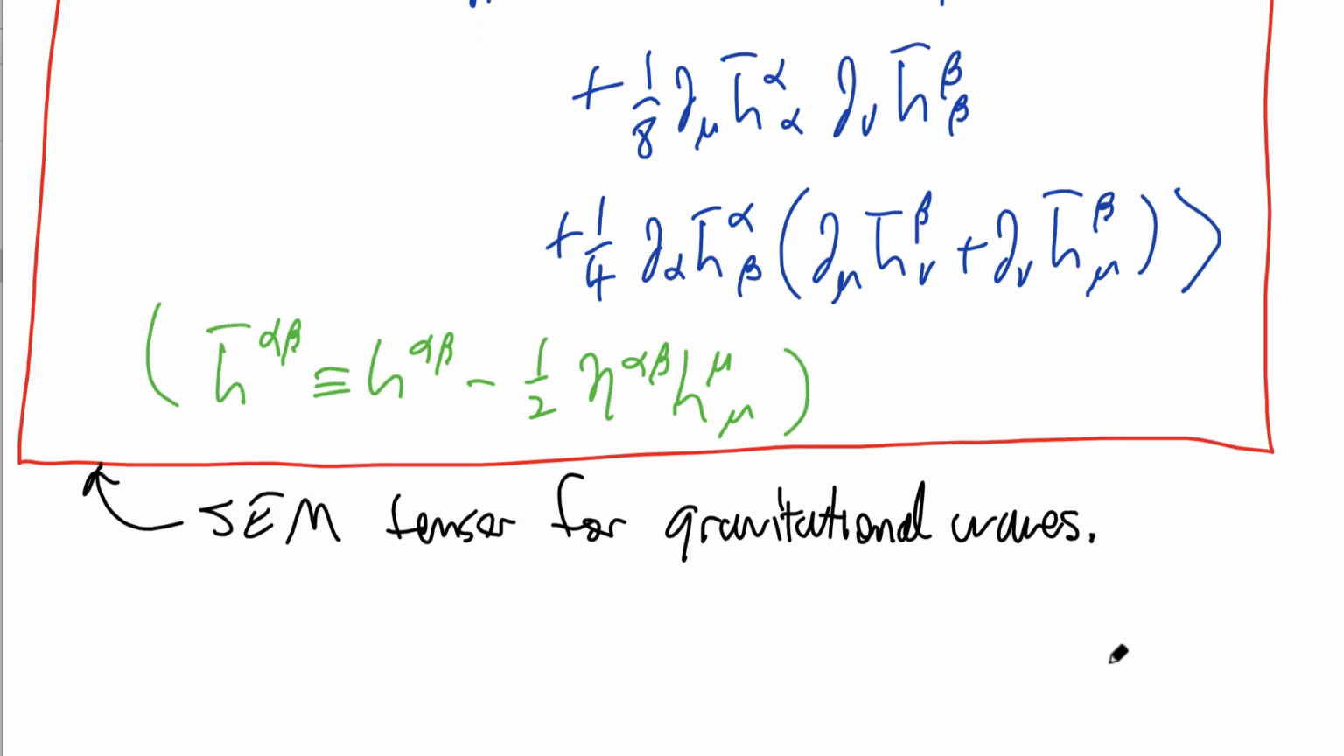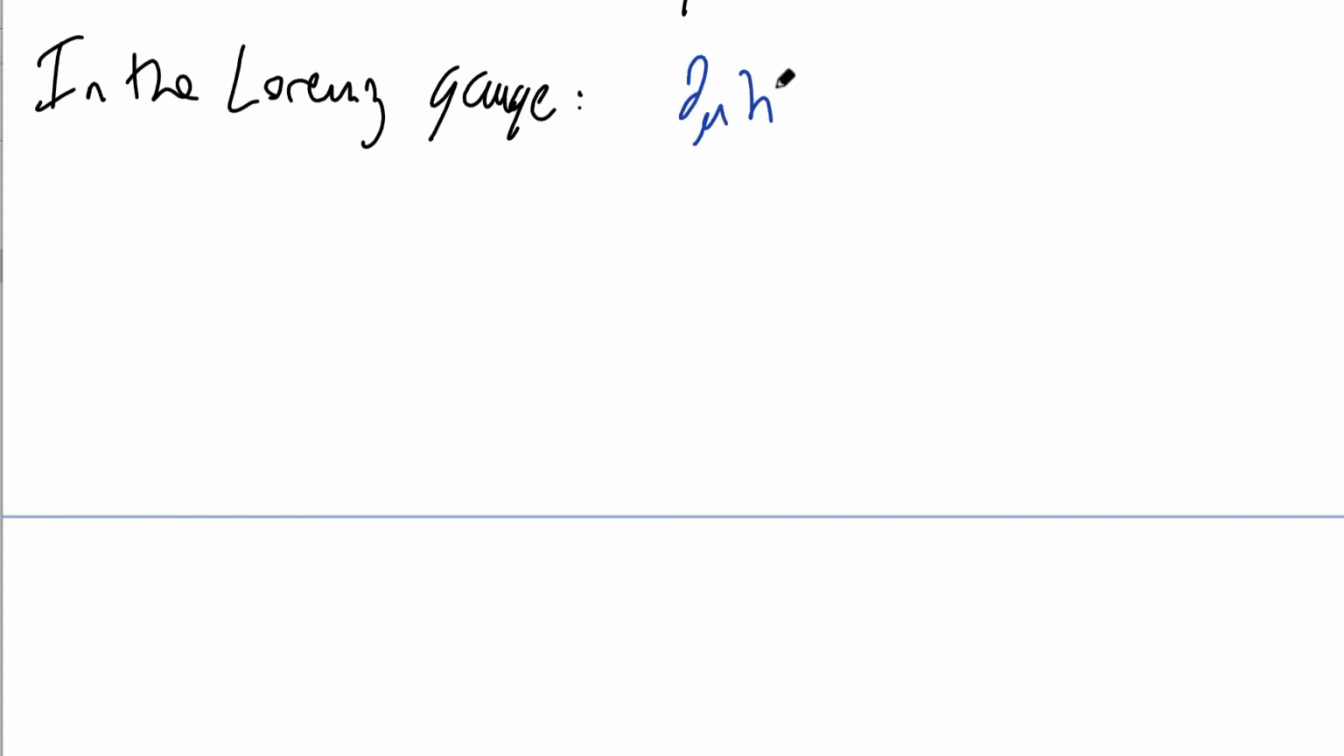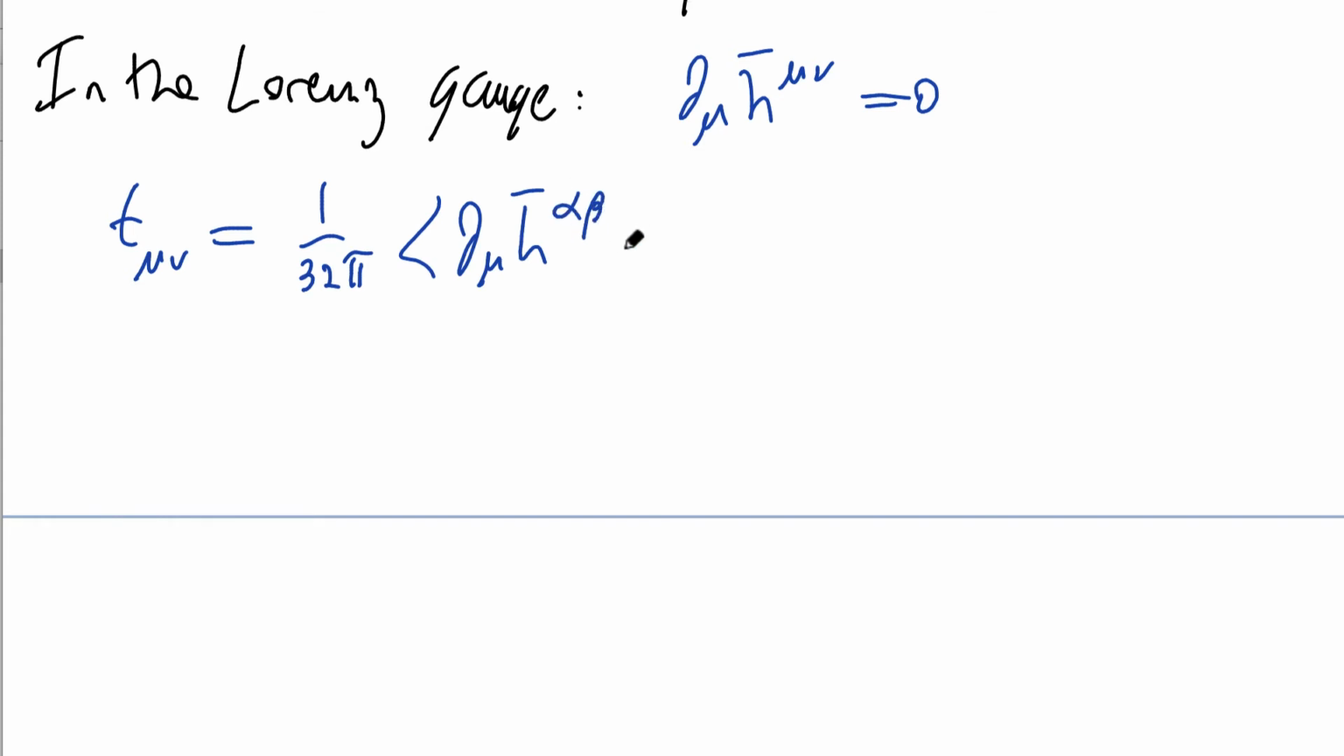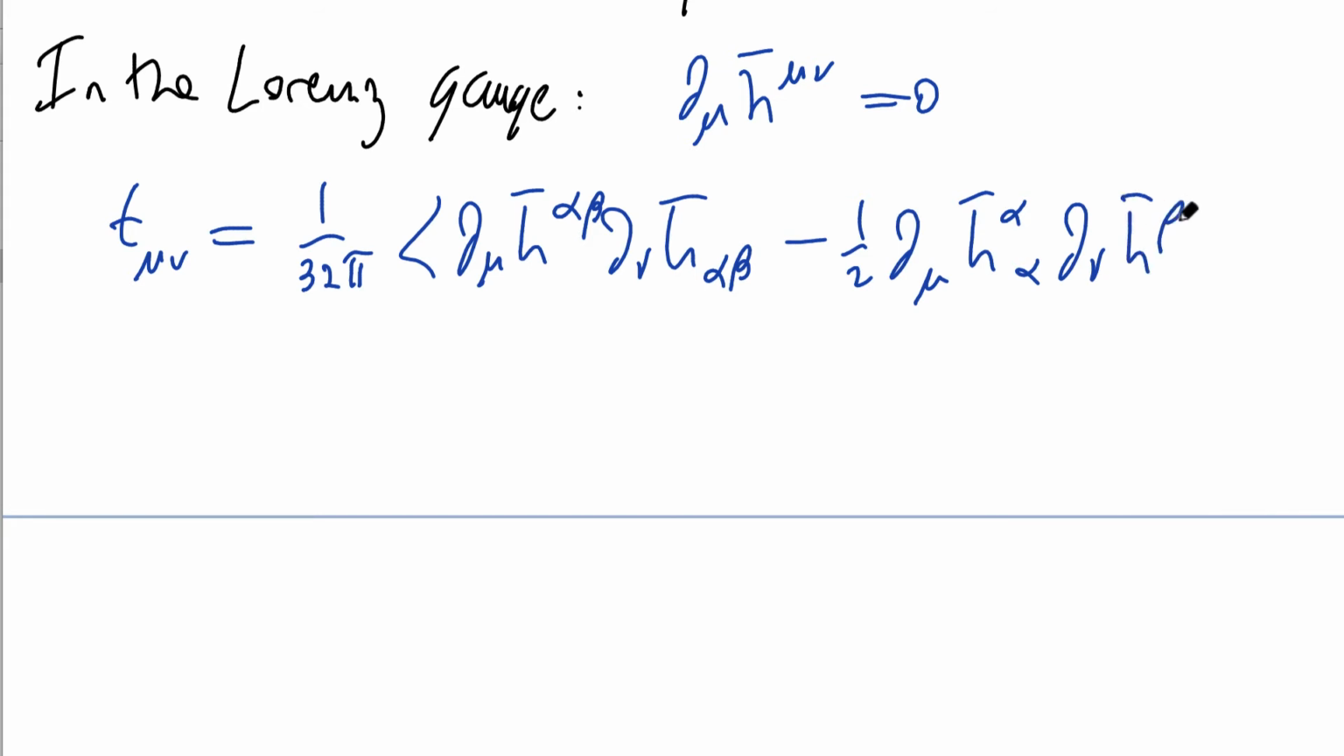Now remember from the last lecture that we can always choose coordinates in which the metric perturbation satisfies the Lorentz gauge. That's partial mu h bar mu nu equals 0. In this case, the stress energy momentum tensor simplifies to 1 over 32 pi times the average of partial mu h bar alpha beta partial nu h bar alpha beta minus 1/2 partial mu h bar alpha alpha partial nu h bar beta beta.